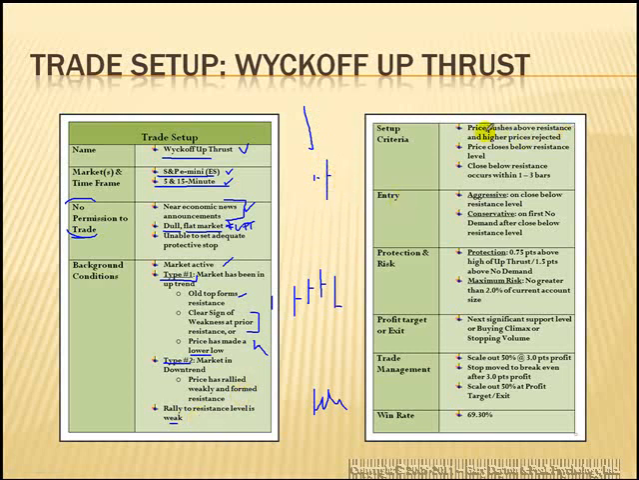The setup criteria: price pushes up above resistance, and the higher prices get rejected. It then closes below that resistance, and it happens within 1 to 3 bars. You may find that 5 bars works better for you, or no more than 2 bars. I find 1 to 3 bars usually is pretty good for my own trading. Okay. Entry. You can have an aggressive entry or a conservative entry, but just decide what you're going to do and do it. Don't be trying to decide, do I want to make the entry here now or later?